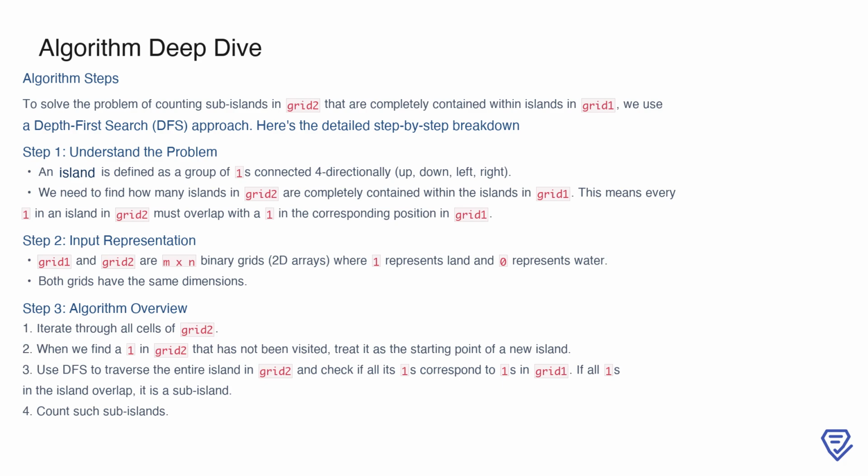This means that every cell in an island of Grid 2 must directly overlap with a corresponding one in Grid 1. Next, the input data consists of 2 binary grids of the same dimensions, where 1 represents land and 0 represents water.